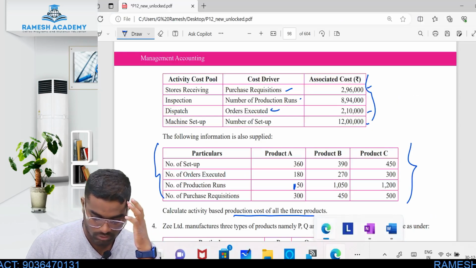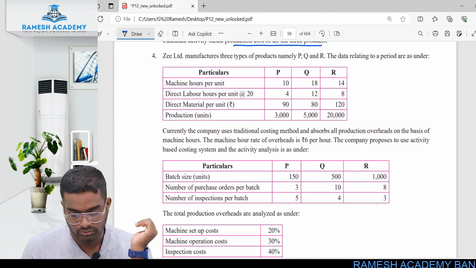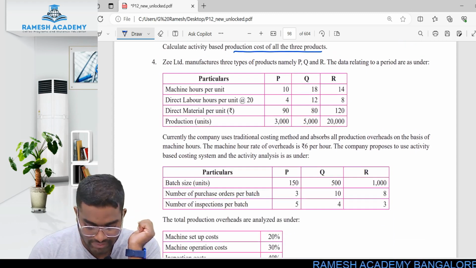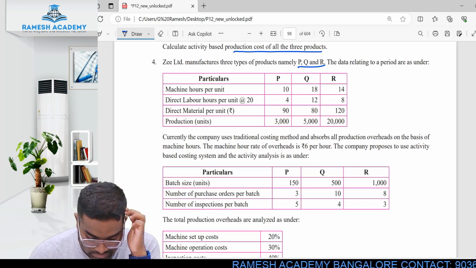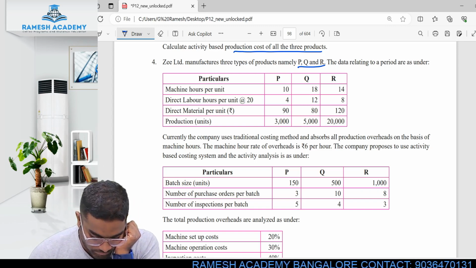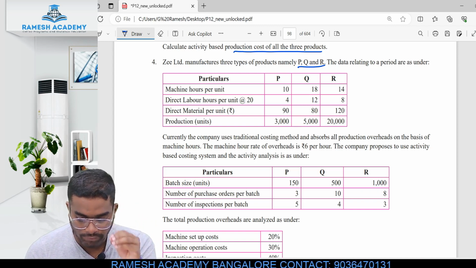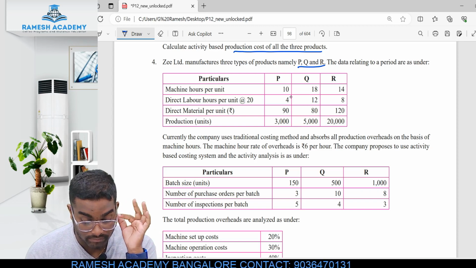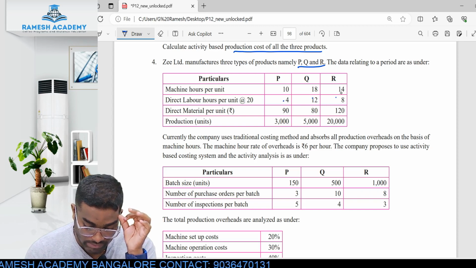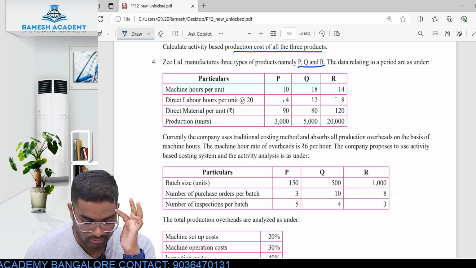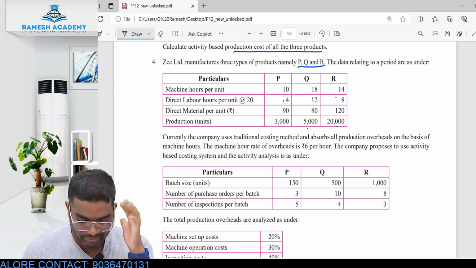So next we'll see illustration number 4. Z Limited manufactures 3 types of products, product P, Q and R. The data relating to a period are as under. Machine hours per unit is 10 in case of P, 18 in case of Q, and 14 in case of R. Direct labor hours is 4, 12 and 8 respectively, and the rate is 20. Material cost is 90, 80 and 120. The production units are 3000, 5000 and 20,000.